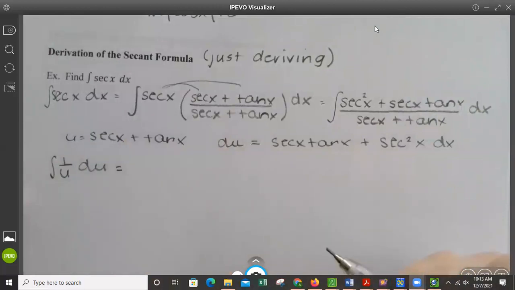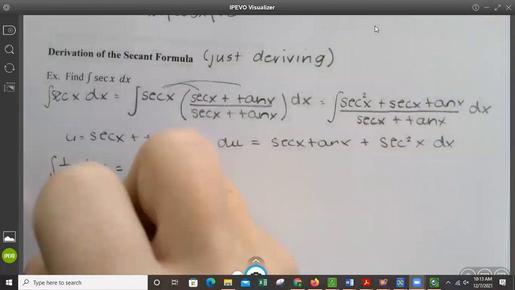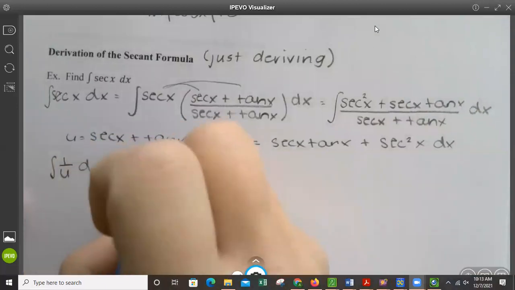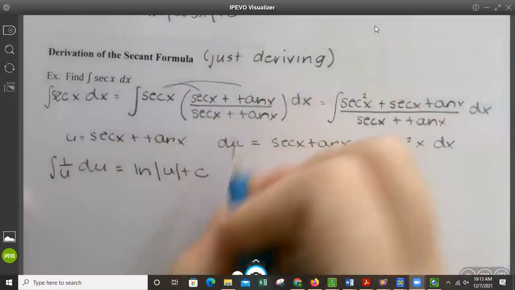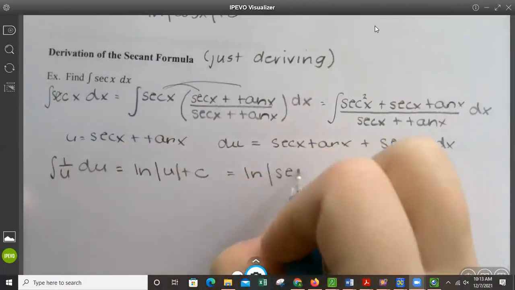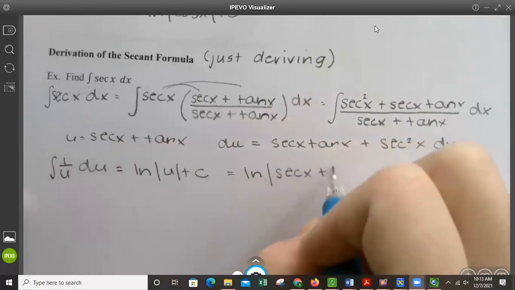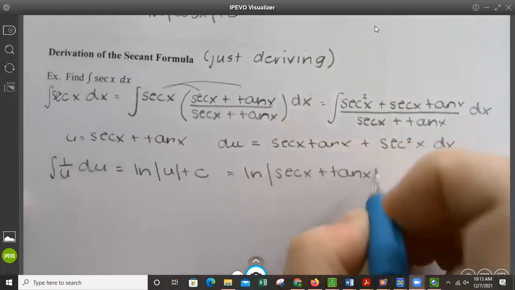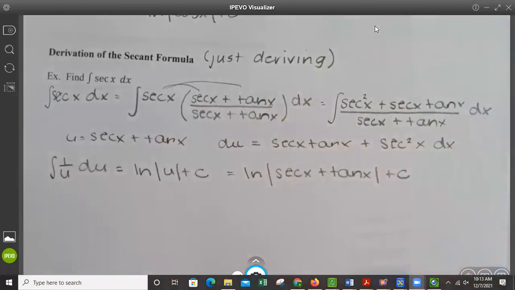What's the differentiation, or not differentiation, what's the integration of 1 over u? Ln absolute value of u plus c. And then what was our u? Secant x plus tan x plus c. This is the actual integration rule that you will see. If you memorize it, you don't have to worry about it. Everybody got it?